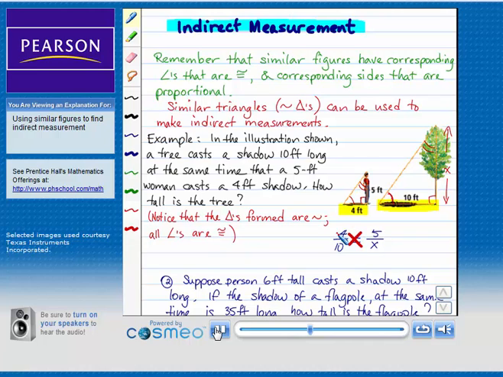Okay, so we'll multiply 4 times x, that gives me 4x, and that must equal 10 times 5, which is 50. Once you know that 4 times x is equal to 10 times 5, then you can easily solve that by dividing each side of the equation by 4. 4 goes into 4 one time, and 4 goes into 50 12.5 times. Okay, so x, the height of the tree, must be 12.5 feet. Alright, well, that should be pretty straightforward.